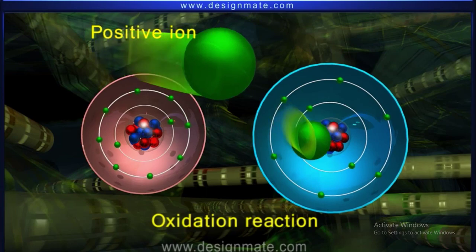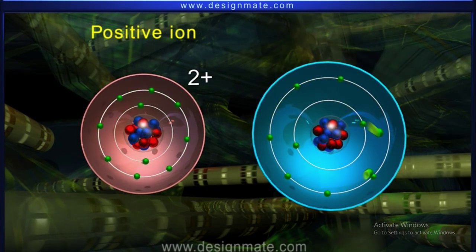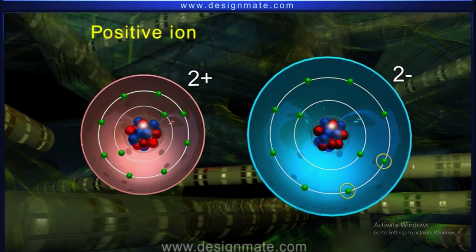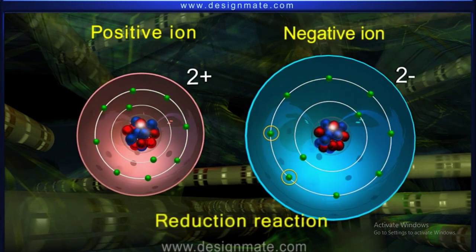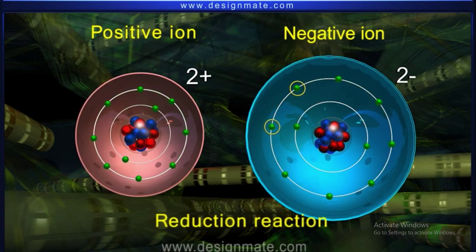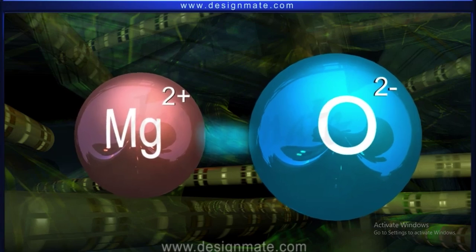This is known as an oxidation reaction, while the released electrons are accepted by an oxygen atom to produce an oxide ion. This reaction is known as a reduction reaction. Two oppositely charged ions now combine together to form magnesium oxide.